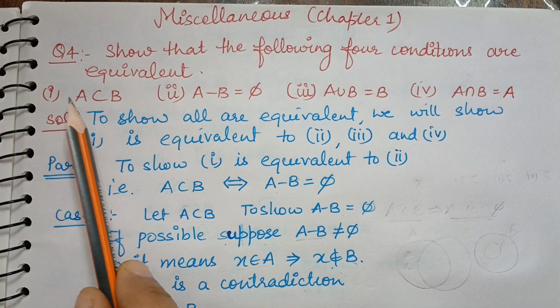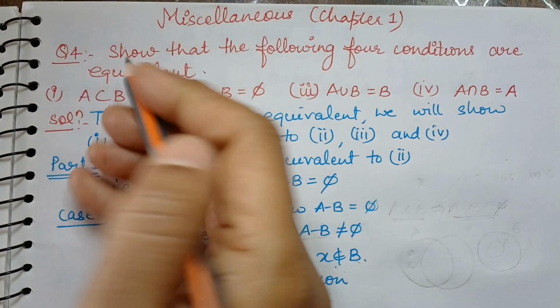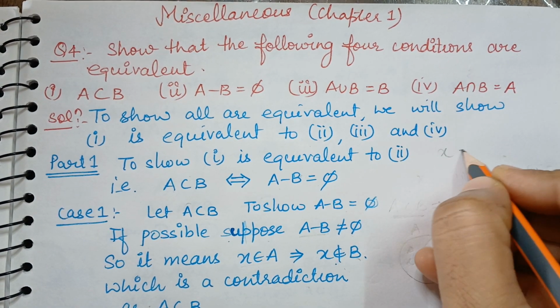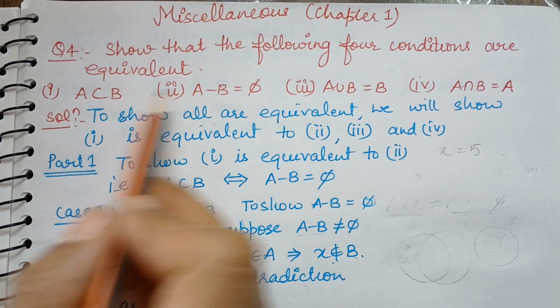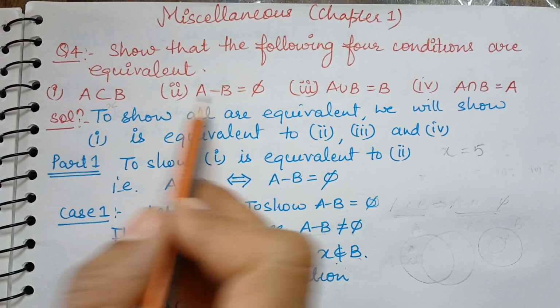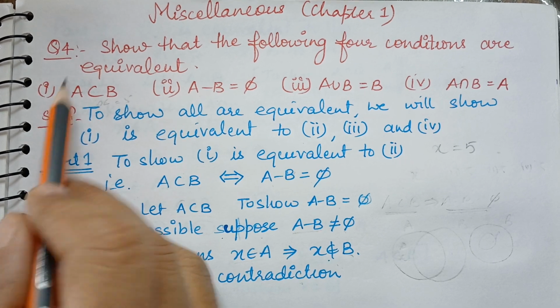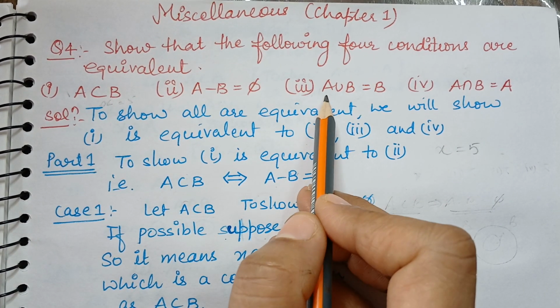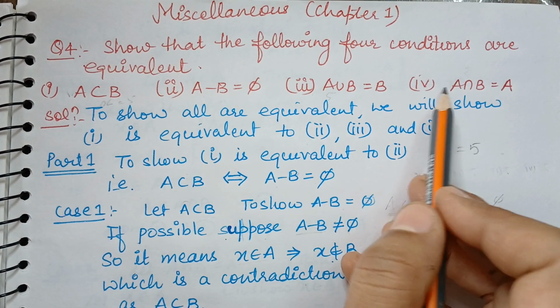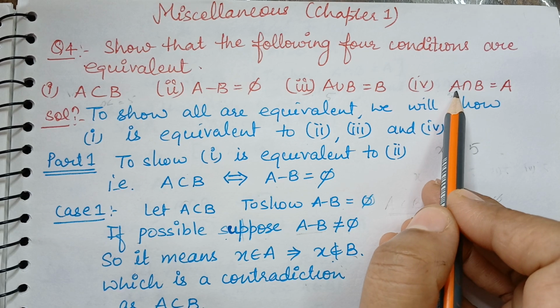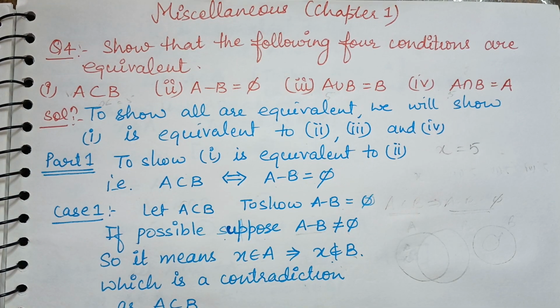So what I will do, I will show that 1 is equivalent to 2. Suppose if I show that x is equal to 5, it means this x is also equal to 5. And then if I show that first is equivalent to 3, it means this will also be equal to 5, and first is equal to 4, it means this is also equal to 5. So all will be equal in this way.